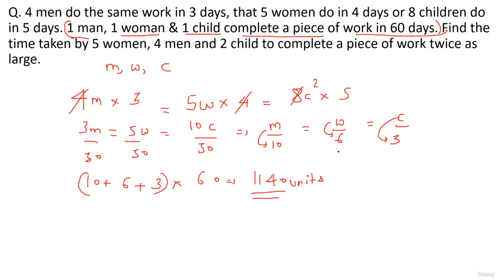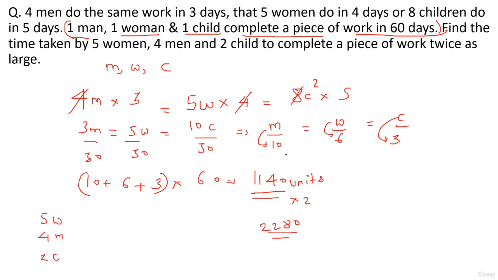right? Find the time taken by 5 women, 4 men, and 2 children to complete the work twice as large. First of all, twice as large means it will double, right? So 2280 units of work is to be done. And now who is going to do these 2280 units of work? 5 women, 4 men, and 2 children.